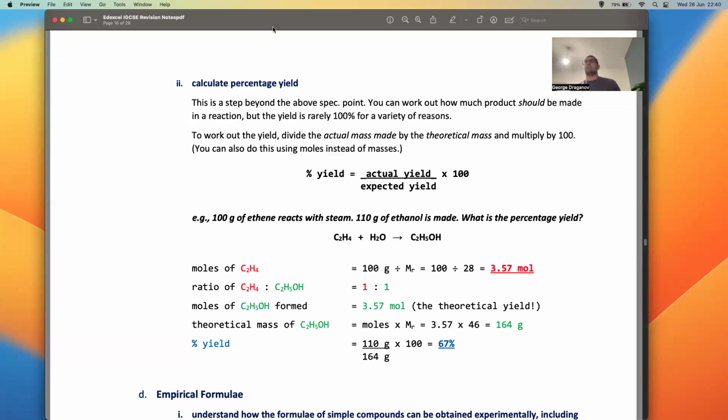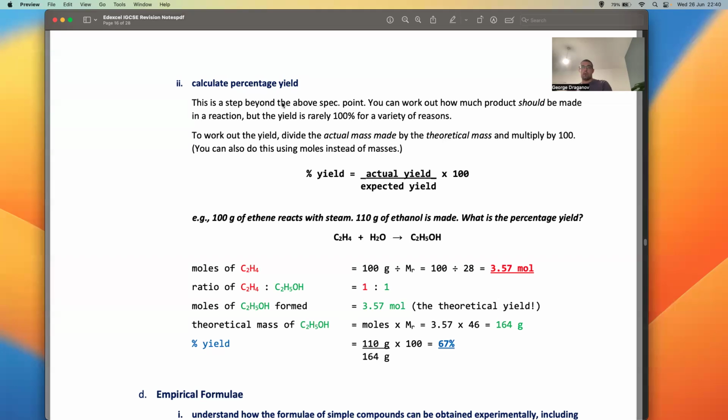Okay, today's lesson we'll be looking at percentage yield. This is just an extra step that you need to undertake after you have found the reacting mass. In the reacting mass topic, you are essentially learning how to find the maximum theoretical mass. To work out percentage yield, you do actual over expected, or actual mass over theoretical mass.